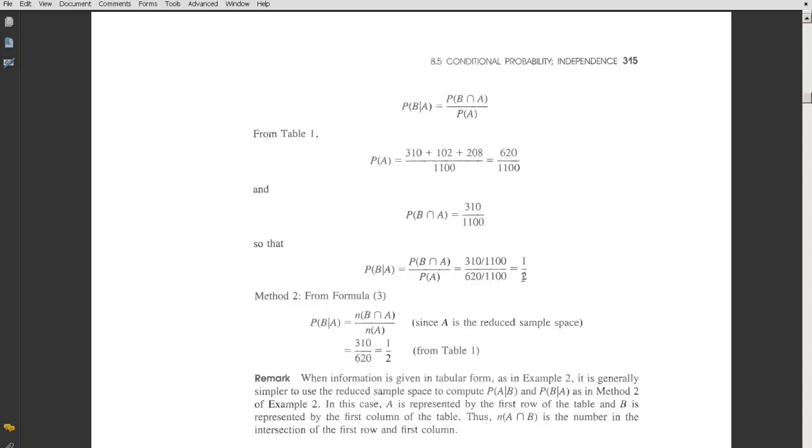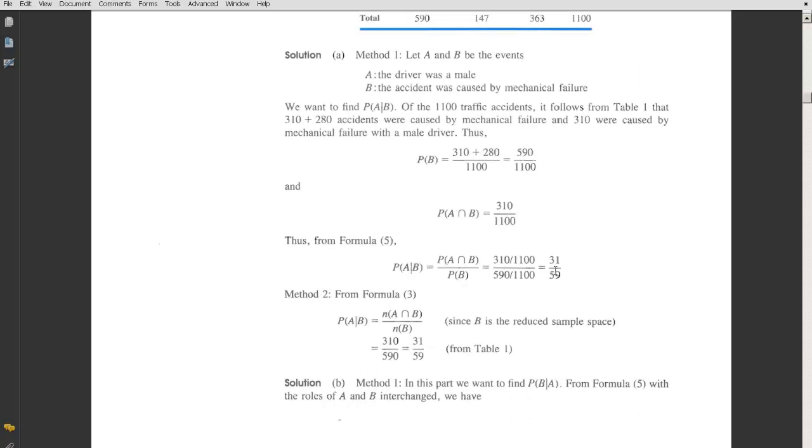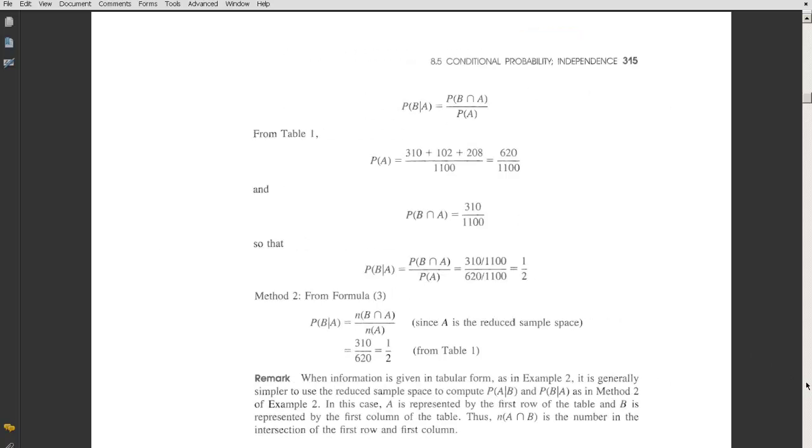Okay? So the answer to question A was this number, and question B was the reverse of this question, B given A, and the answer was different, of course, and the answer is 1/2.